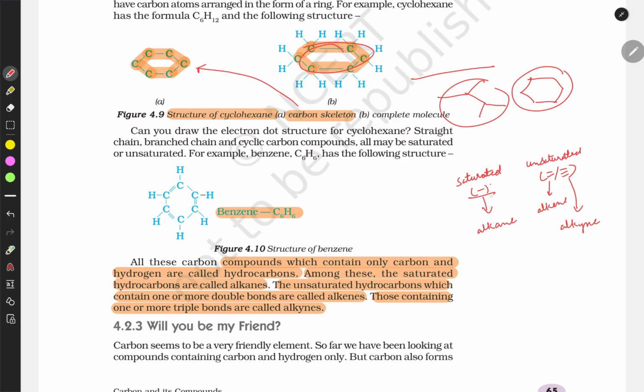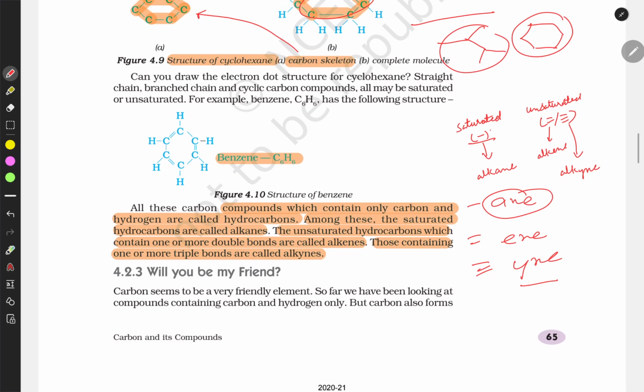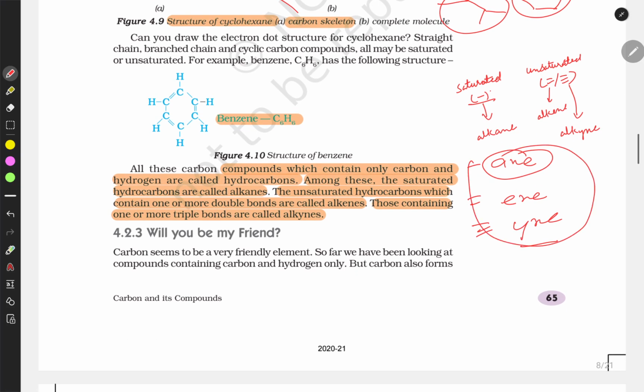Also, if the single bond is there, the suffix will be ane, and in case of a double bond it will be ene. In case of a triple bond it will be yne, while naming these molecules. The compounds which contain only carbon and hydrogen are called hydrocarbons. Among these, saturated hydrocarbons are alkanes, where there is a single bond in them. That means saturated.